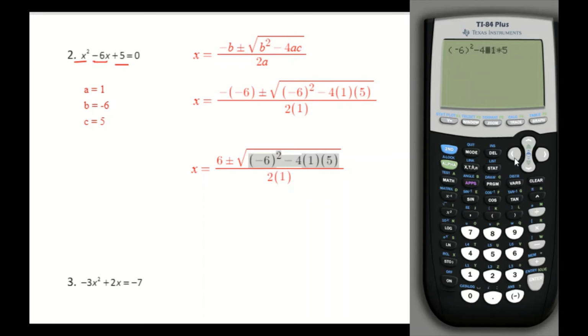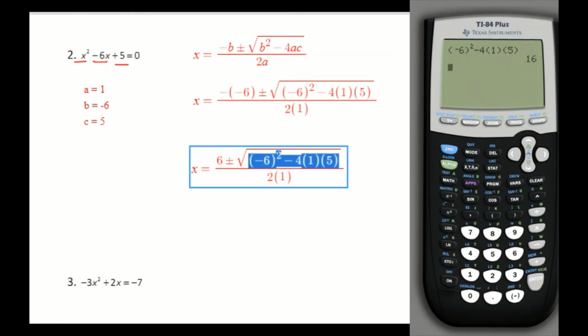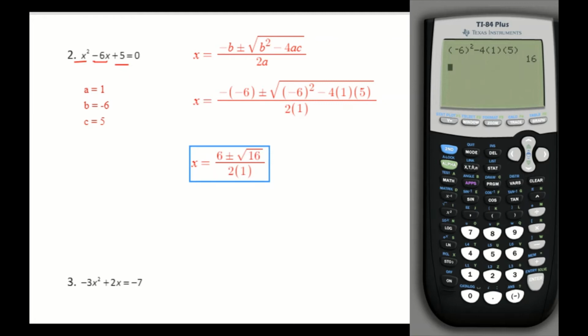And I put that in differently. Let me do it the way I did it last time. You can do it that way. That's not a big deal, but I kind of like it this way. 16. Okay, so that's going to be nice because 16 is a perfect square, right? The square root of 16 is 4. So this problem's going to work out real nicely. And 2 times 1 is 2.